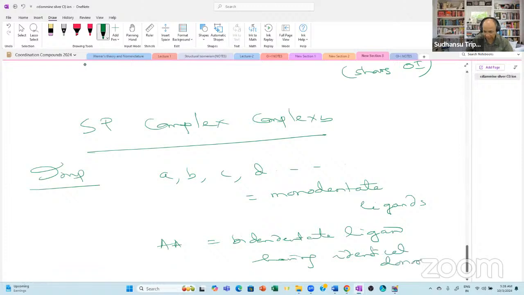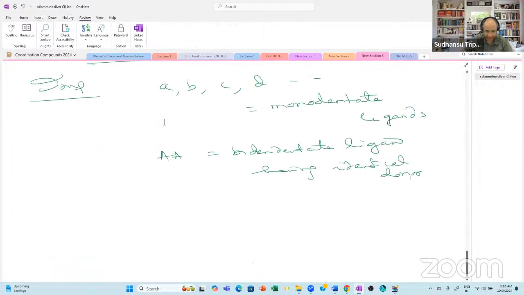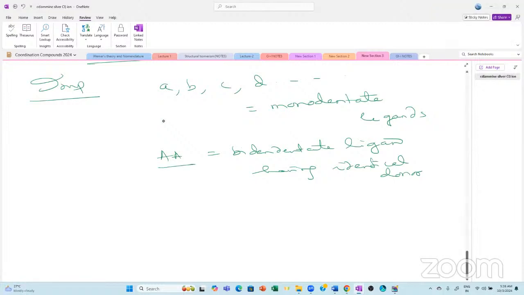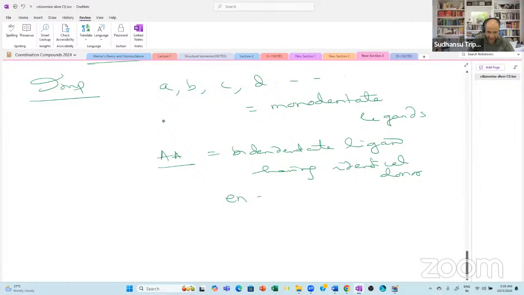Who can tell me what is AA type? Can you give an example of AA type of bidentate ligand? Capital letters we shall be using for indicating. Yes, en, ethylene diamine, NH2 CH2 CH2 NH2. This is symmetrical, so this is one of the examples. The other is carbonato or oxalato, ox2 minus.